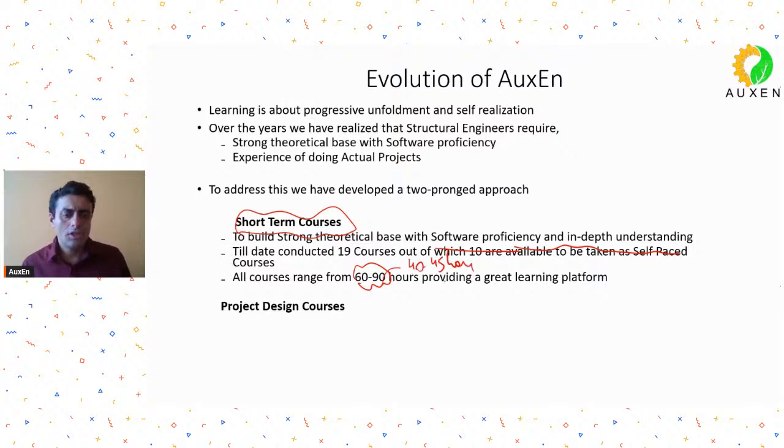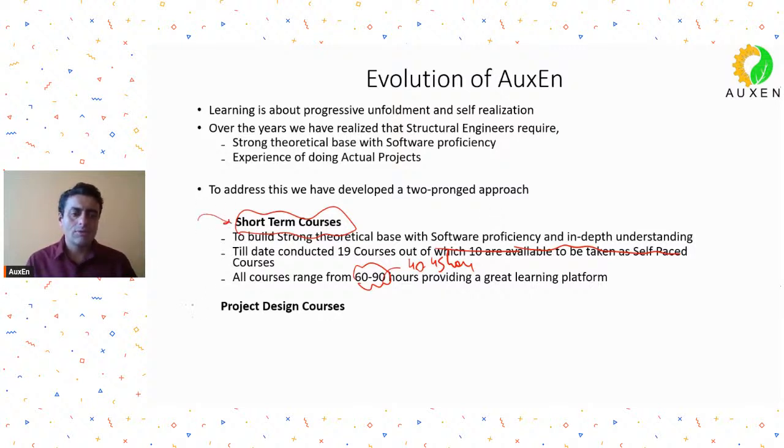So in our short term courses, we like to go in depth on a particular topic, and not only in depth theoretical discussion, but we also like to do a lot of work on the software, so that the participants get a strong theoretical base and they are able to use that knowledge for actual project work also. So these are the things that we do in the short term courses.